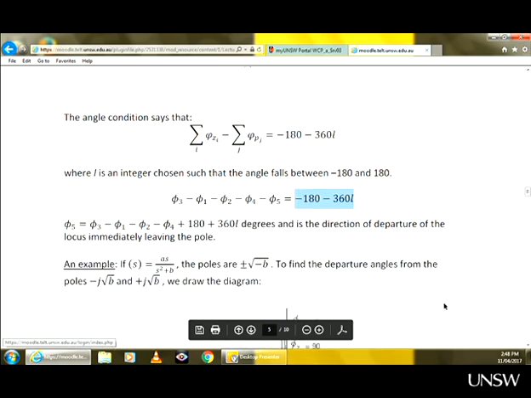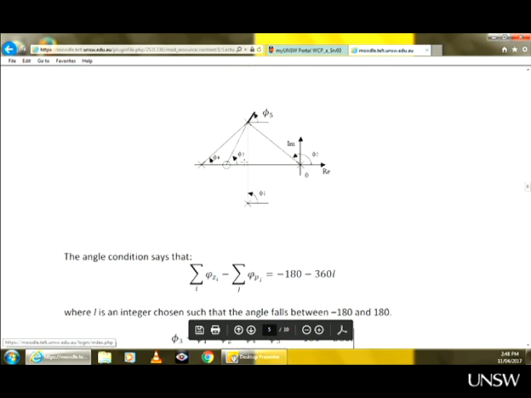Okay. So everything here you know. If you know the coordinates of all these poles, you can find these angles. The only angle you don't know is phi 5. So from this equation, you find phi 5.